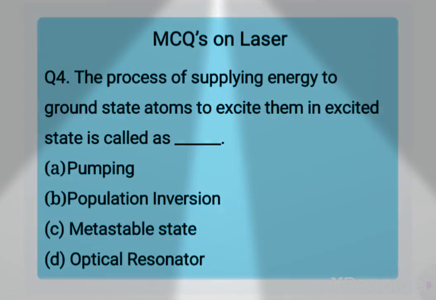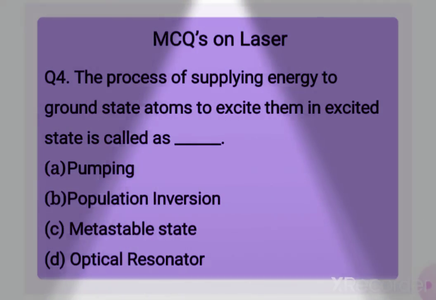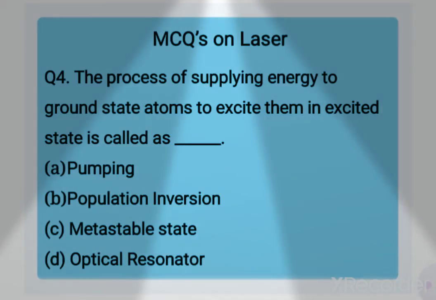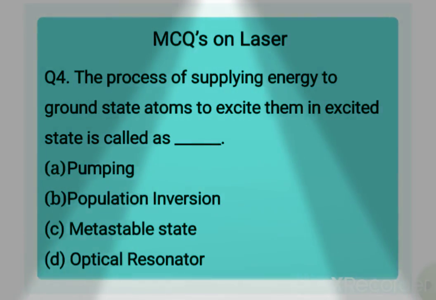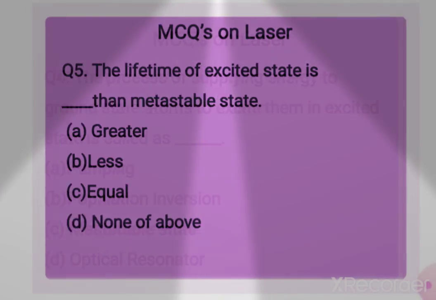Question 4 is: the process of supplying energy to the ground state atoms to excite them to the excited state is called as... The process of supplying energy is nothing but pumping. So the process of giving energy to the ground state atoms to excite them to the excited state is called pumping. So option A is again correct.